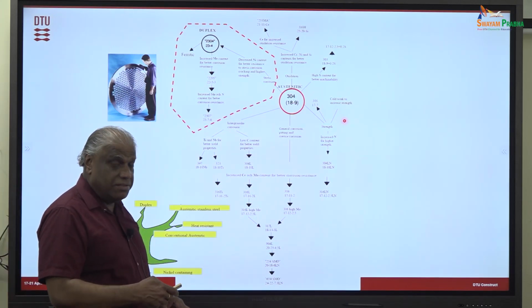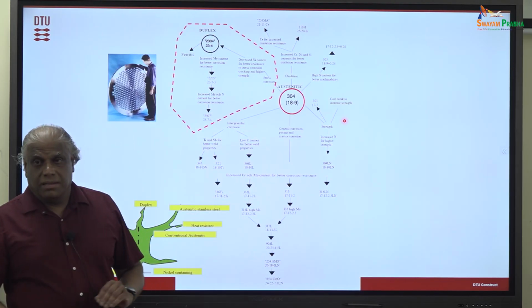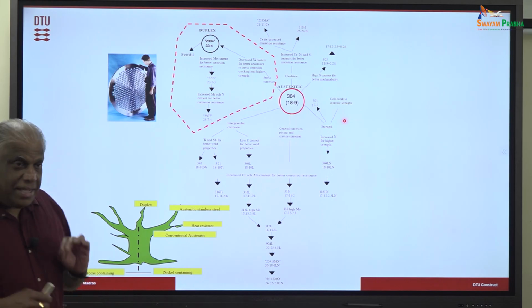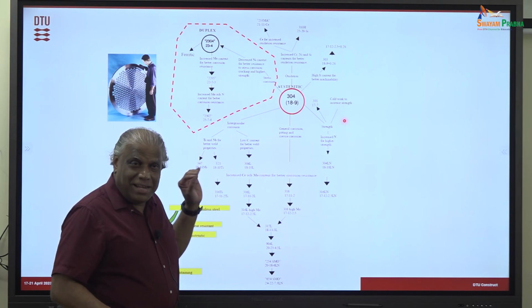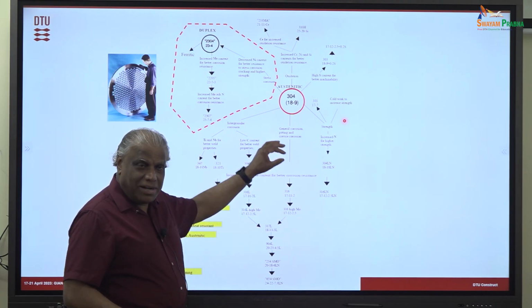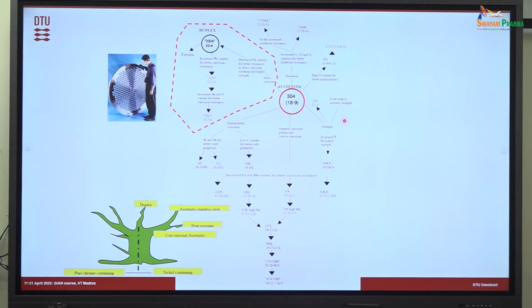So the stainless steel tree, each of these you can divide into branches, and it is a very nice idea, when you have the time, to look at each of these and why different alloying elements are added and what kind of corrosion property each improves. I'm not going to take everything, but you can see the duplex stainless steel here with increased molybdenum content and nitrogen content, which gives better corrosion resistance. That's the reason duplex is extremely good for highly corrosive conditions, and that is because of the higher molybdenum content.